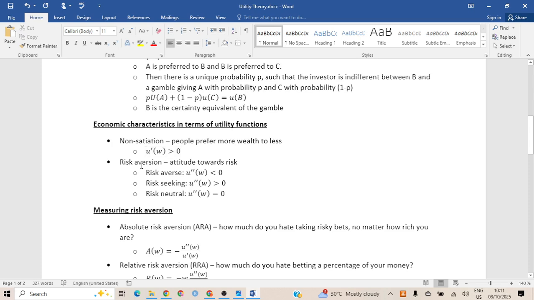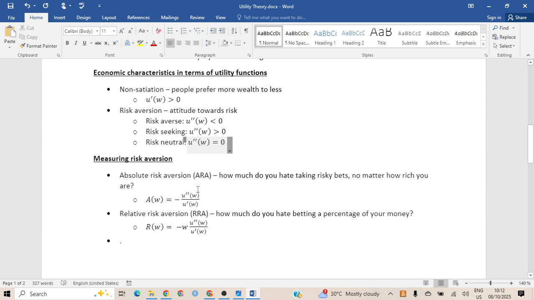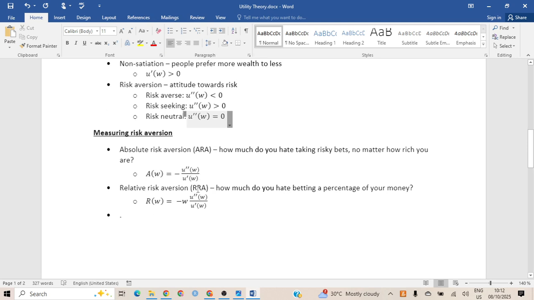The second economic characteristic is risk aversion. This is just the investor's attitude towards risk, and here it is divided into three. There is a risk averse investor, a risk seeking investor, and a risk neutral investor. So when you're looking at risk aversion, we look at the second derivative of the utility of wealth. For a risk averse investor, it will always be less than 0. For a risk seeking investor, it will always be greater than 0, and for a risk neutral investor, it will equal 0.